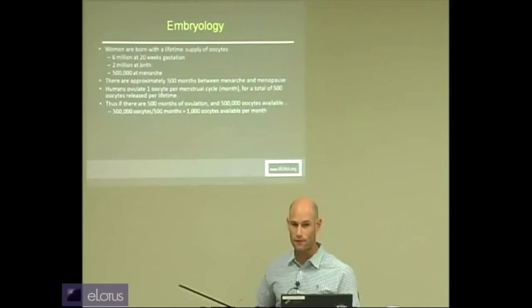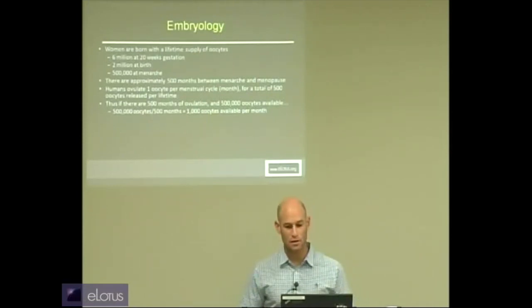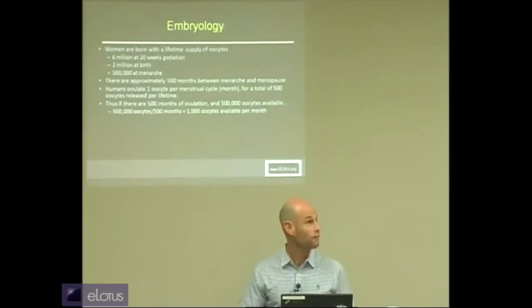And there are roughly 500 months between the first day of a girl's period and the last period of a woman's life. If you say that menses begins when a woman's about 10 years old and ends when she's 50 years old, that's about 40 years. 40 years times 12 is 480 months, so we round up to 500 months, okay? And we normally release 1 egg per month. So that's releasing a total of 500 eggs per lifetime.